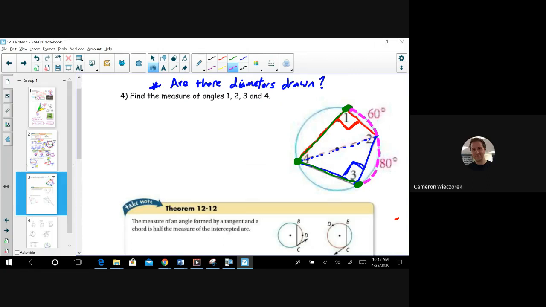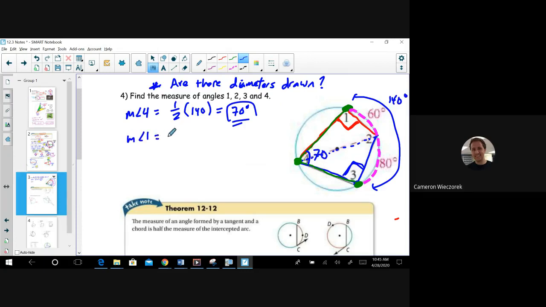It's 60 plus 80. So that entire arc from here to here is 140, which means angle 4 is the inscribed angle to that intercepted arc. It's got to be half as big. So it's half of 140, which is 70. So this entire angle is 70. Okay. We already figured out angle 1 and angle 3 were both 90. Those are the easier 2 of the problem.